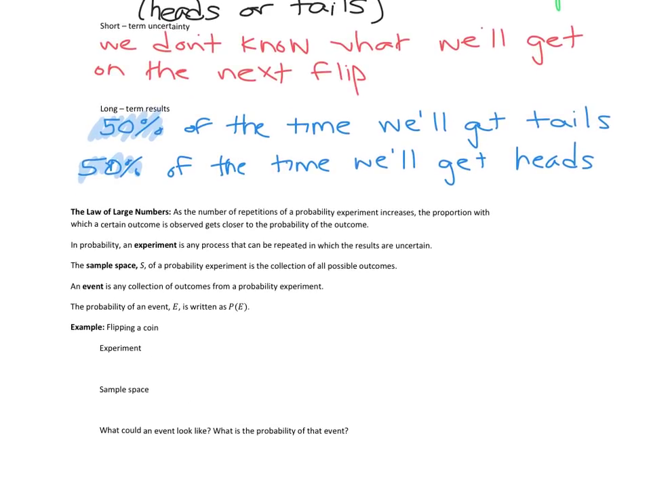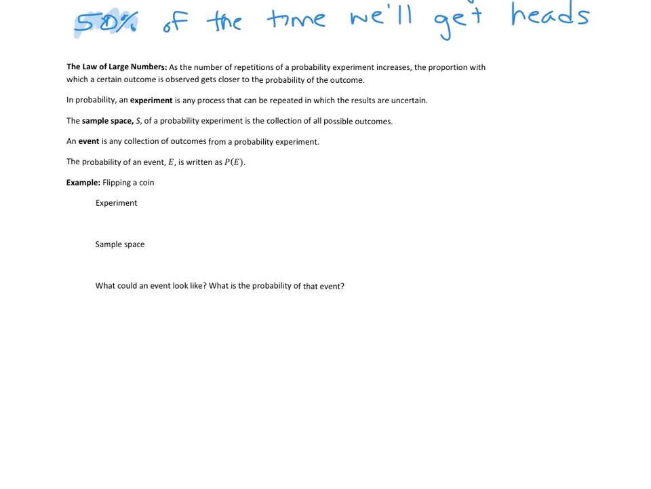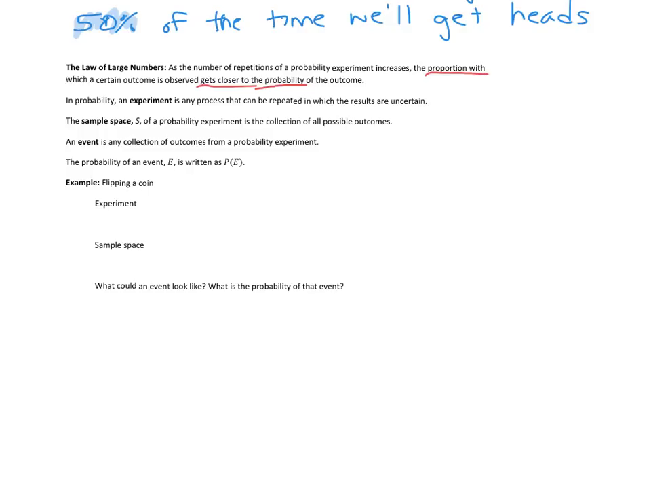And so how we interpret probability is we use something called the law of large numbers. This says as the number of repetitions of a probability experiment increases, the proportion with which a certain outcome is observed gets closer to the probability of the outcome. So the proportion from the experiment gets closer to the actual theoretical probability. All right, so this is how we interpret probability.